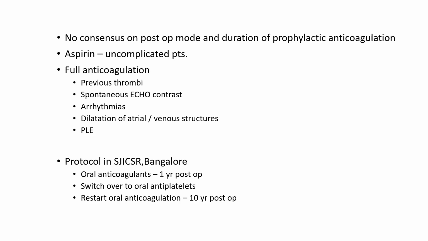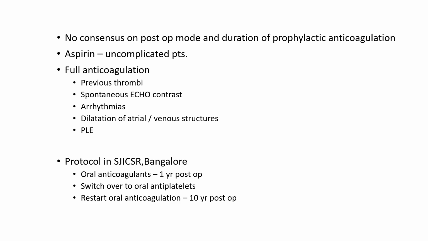Aspirin is used in uncomplicated patients. Uncomplicated patient means there is no previous episode of thromboembolism. So full anticoagulation will be given when there is a previous history of thrombi, spontaneous echo contrast, shunts, arrhythmias, dilatation of atrial and venous structures, and protein losing enteropathy.